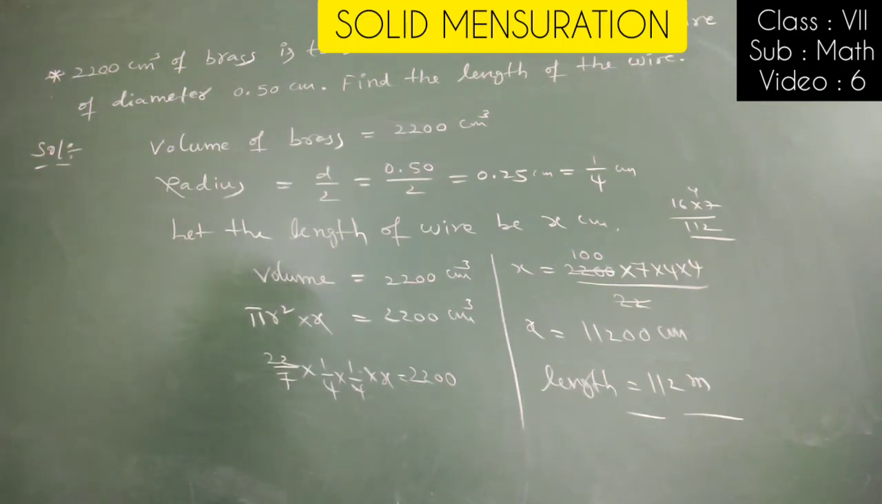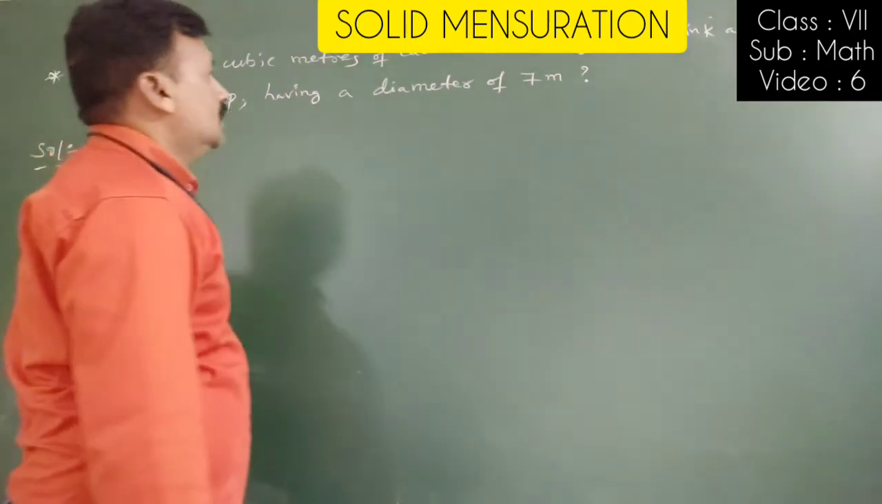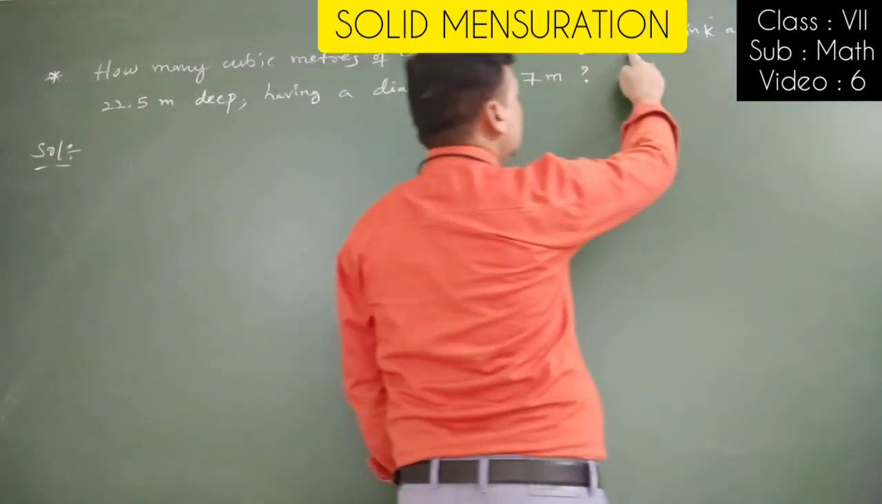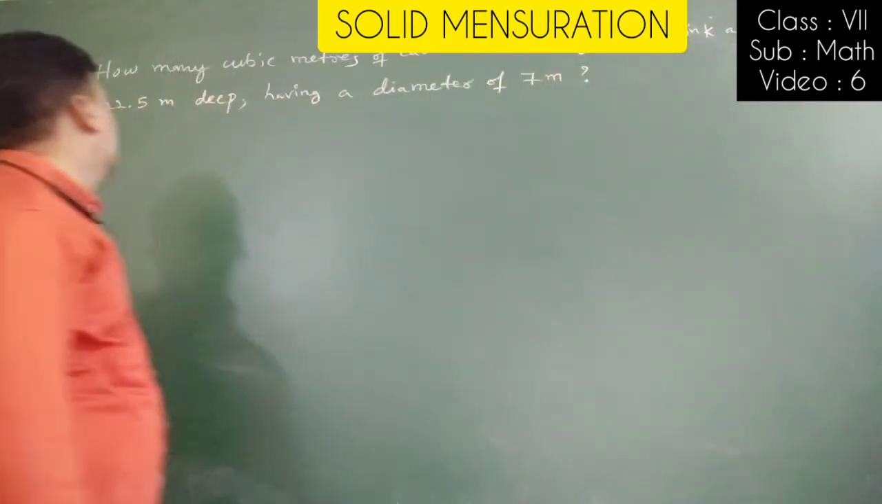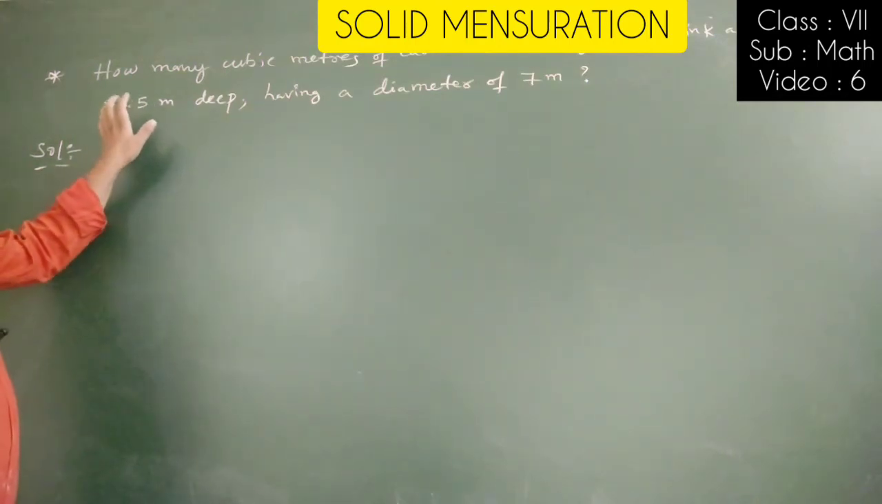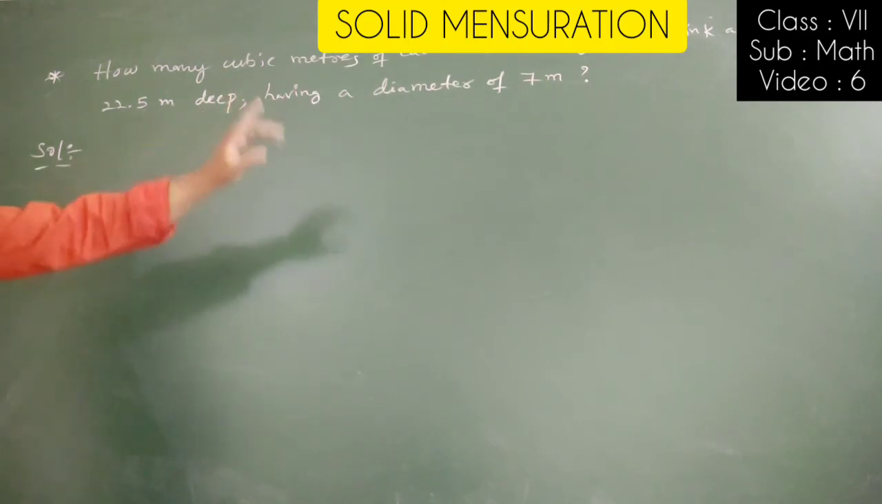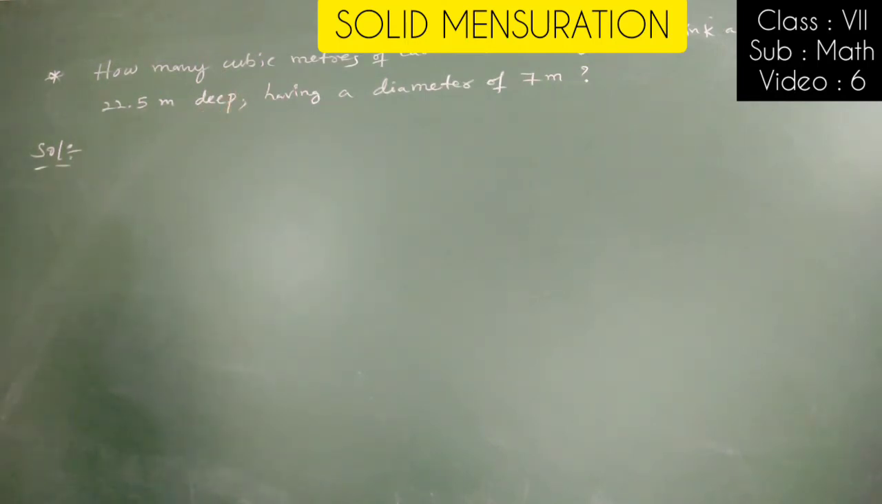The next: how many cubic meters of earth must be dug out to sink a well 22.5 meters deep, having a diameter of 7 meters. Here the depth is considered as the height, and we have the diameter, so we can find the radius and then how many cubic meters of earth must be dug.